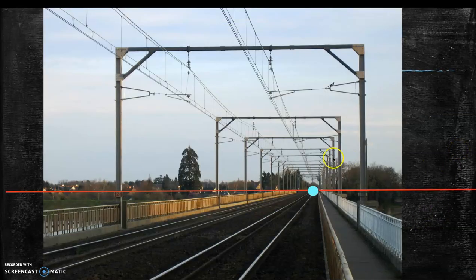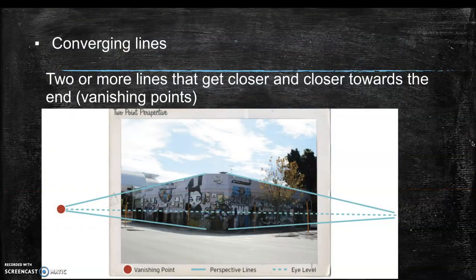So again, we have a horizon line here, but now I've established where the vanishing point is, right? We can see the vanishing point. That is where all the converging lines, which are actually these, that's where they're all meeting up. The last part are converging lines. These are two or more lines that get closer and closer towards the end, which are basically the vanishing points.